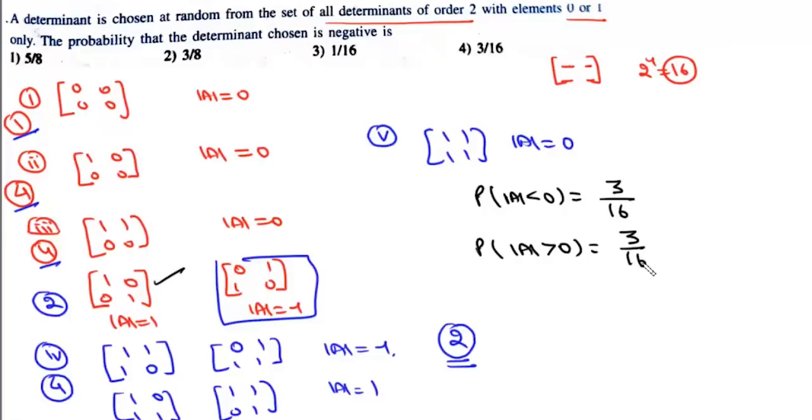So it will be this 3 by 16. And if we are supposed to find determinant of A equals to 0, then we have 9 and 1, 10. So there will be 10 by 16.